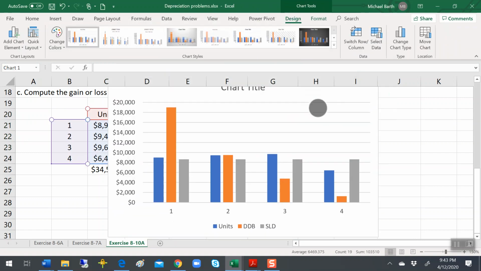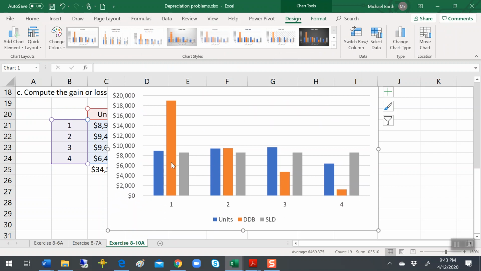Okay, so with the double declining balance method, a lot of depreciation in year 1, not so much in years 3 and 4. Straight line depreciation, the exact same amount in each of the periods. The units of production depends on whether you use it evenly through the year, but it would more closely track with your actual usage of the equipment.